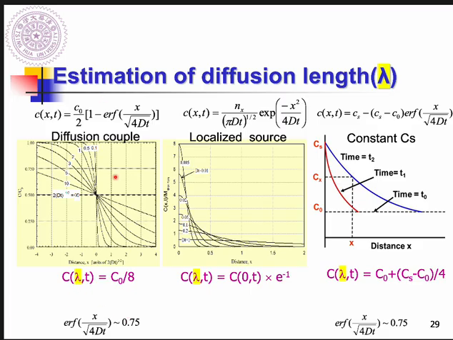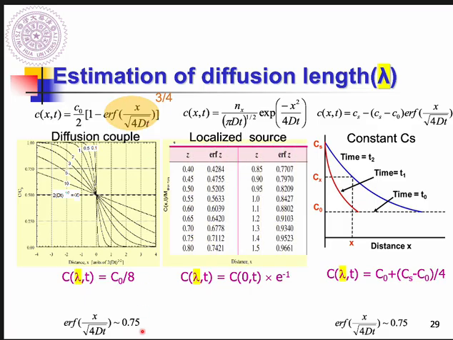But here, I'm going to tell you how we get these results. For the diffusion couple case, the result is C0 divided by A. So if you want to get C0 divided by A, this part should be 1 divided by 4. So 1 minus 3 divided by 4, you will get 1 divided by 4. So this value should be roughly around 3 divided by 4, so it will be 0.75.